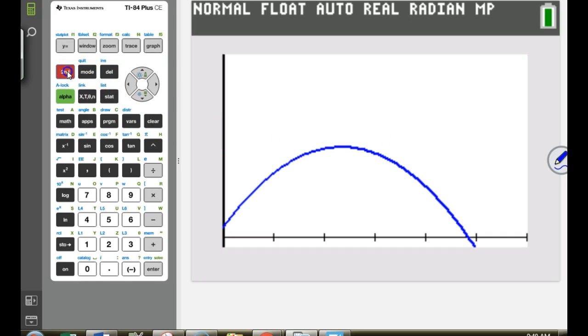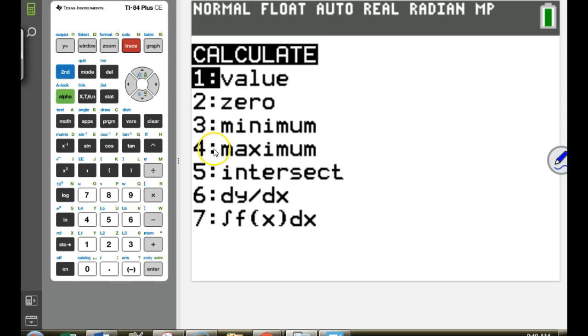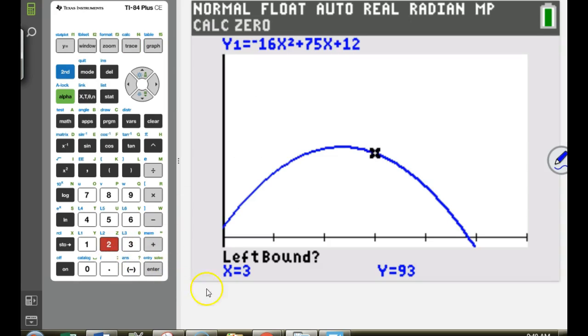I need how long till it hits the ground. So I need to find the 0. And you can trace around, but could you guess? What does it look like it falls between here? Remember, I only did 0 to 6, so these are 1s. 1, 2, 3, 4. I think it's 4 and 5. Yep.